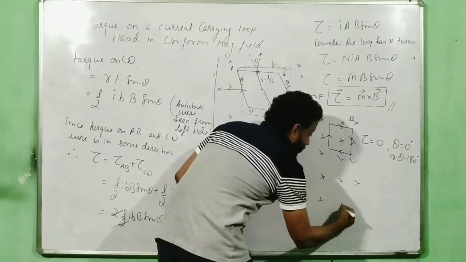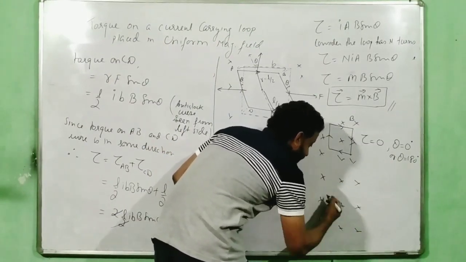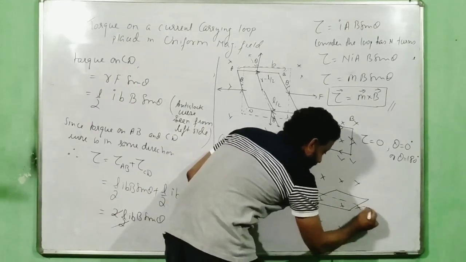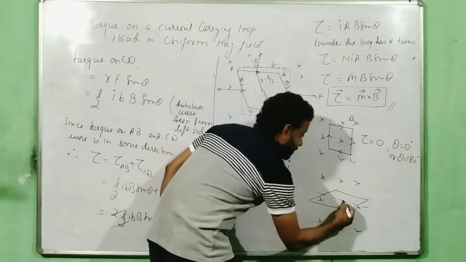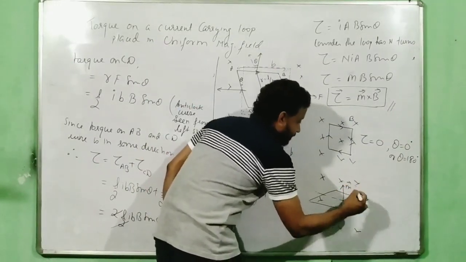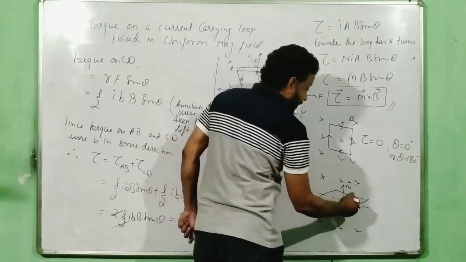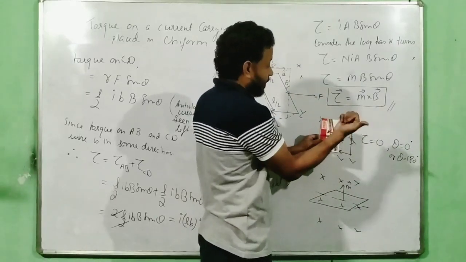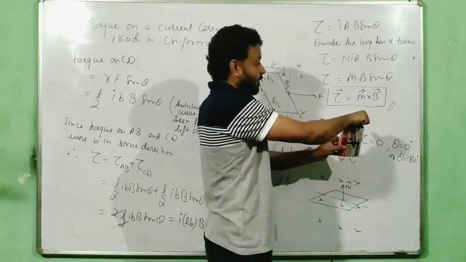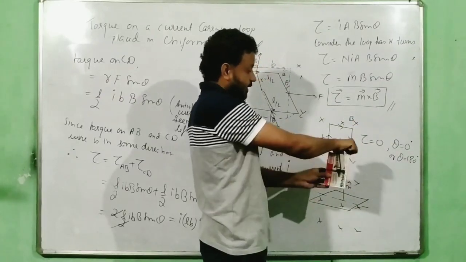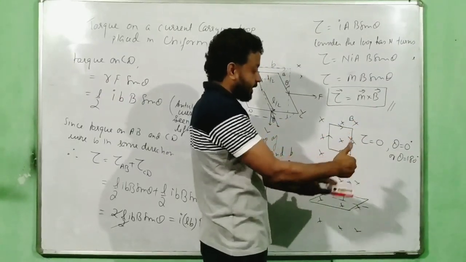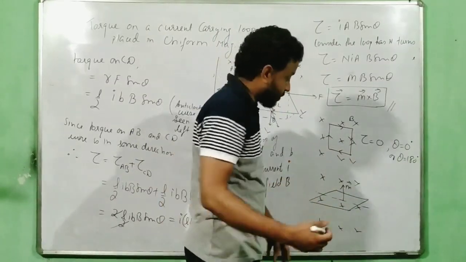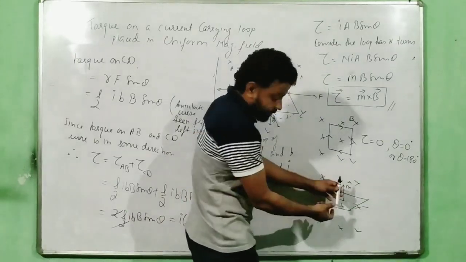And when is the torque maximum? Torque is maximum when the loop is perpendicular to the magnetic field. So this is my area vector, the magnetic moment vector, and this is my magnetic field. Initially the loop has the magnetic moment pointing inside. When it rotates like this, the magnetic moment will be upside, but the magnetic field is still inside, so the angle between them will become 90 degrees. Okay, I hope it is clear to you.